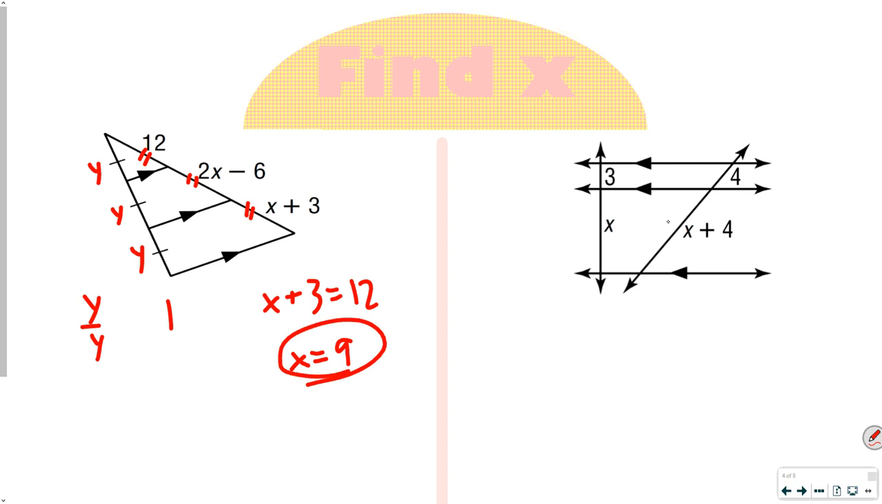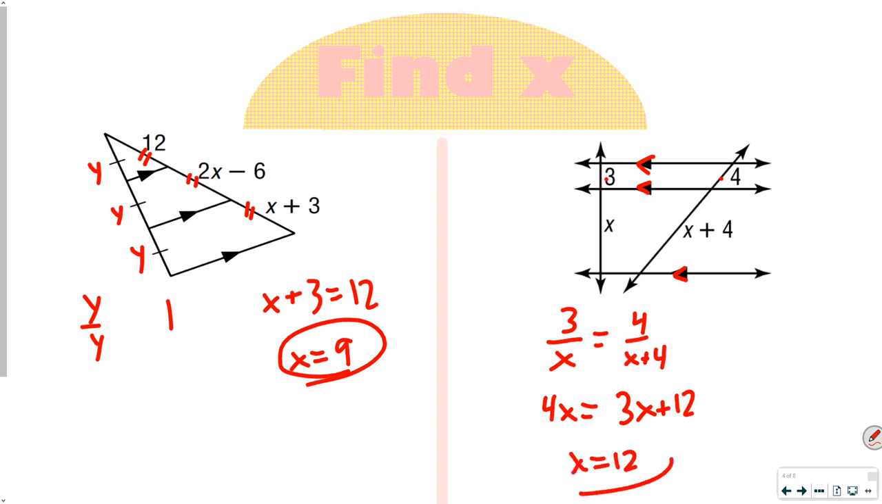Again, for these two lines, when we have three sets of parallel lines, which we do, 1, 2, 3 parallel lines, for each transversal, part to part, 3 over x is proportional to the other parts, so 4 over x plus 4. So we have 4x, make sure we distribute, is 3x plus 12. Subtract the 3x, and x is equal to 12.